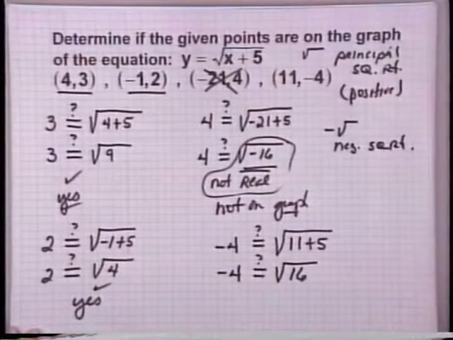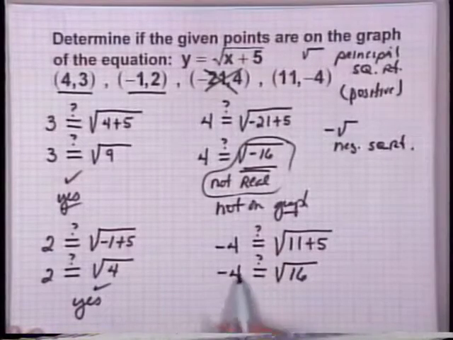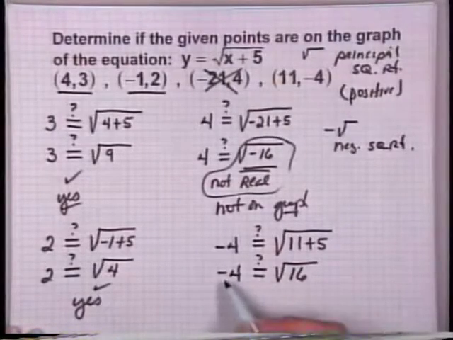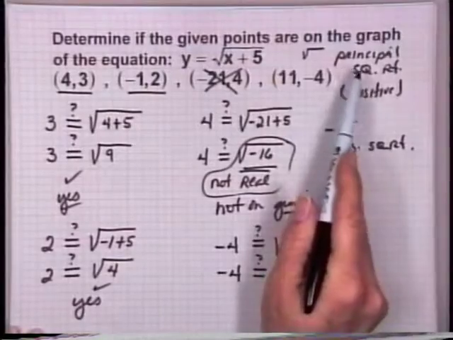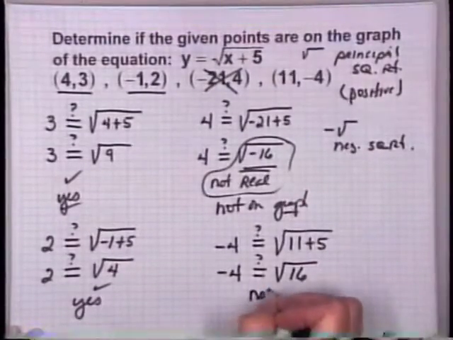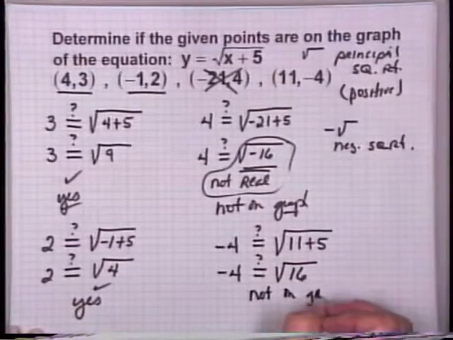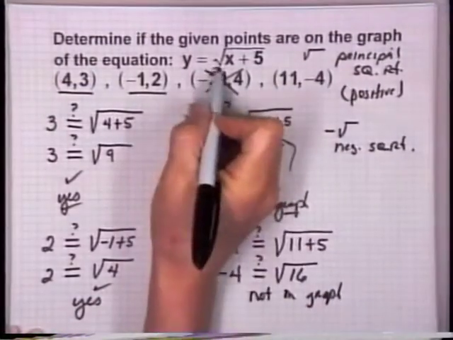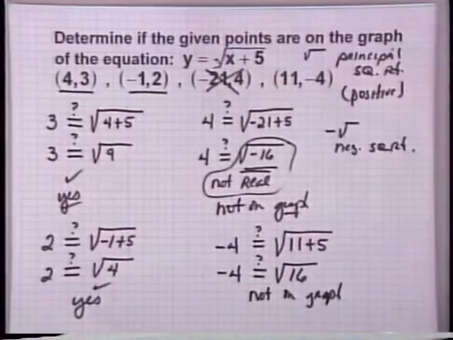Now, were we looking for the negative square root? No, we were not. So even though we can square negative 4 and get 16, negative 4 is not the principal square root, which our equation is asking for. So this is going to be not on the graph because of our symbol for the square root sign there.